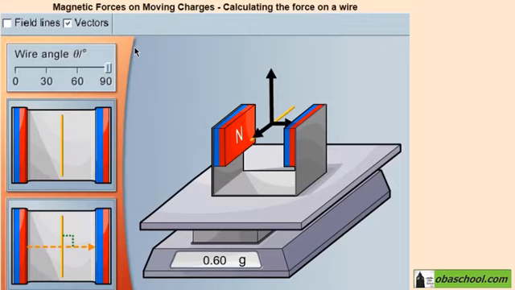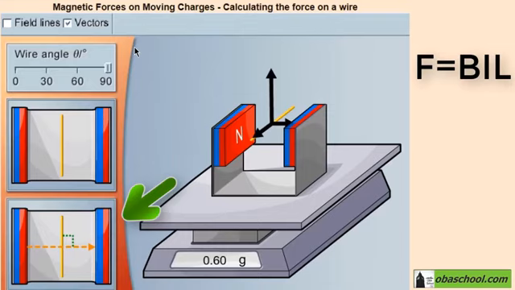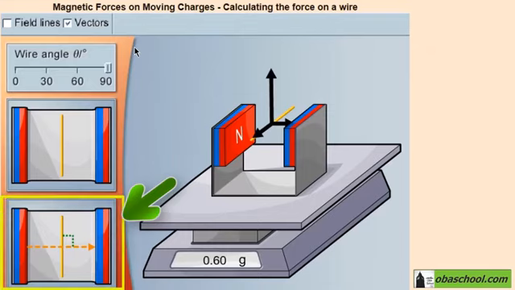If the length of the wire is L, then these quantities are related by the equation F is equal to BIL. The lower small diagram shows an overhead view of the wire and the flux density vector arrow of value B. At the moment, the flux density is perpendicular to the wire.